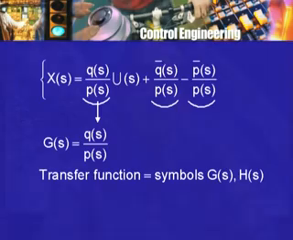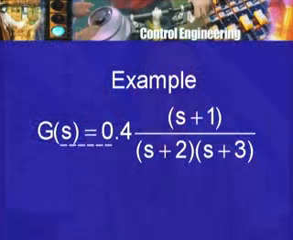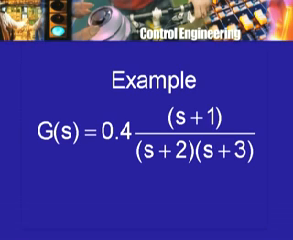So let me take the example now. Let's suppose G of s equal to, and I'll put that multiplying factor in front, as I did earlier, 0.4 into (s plus 1) divided by (s plus 2) into (s plus 3). This is G of s. So what kind of information can I conclude from this G of s?